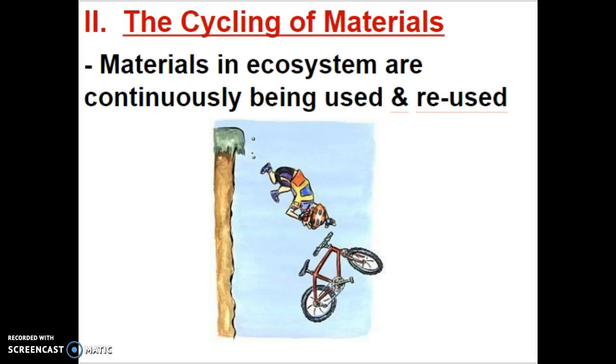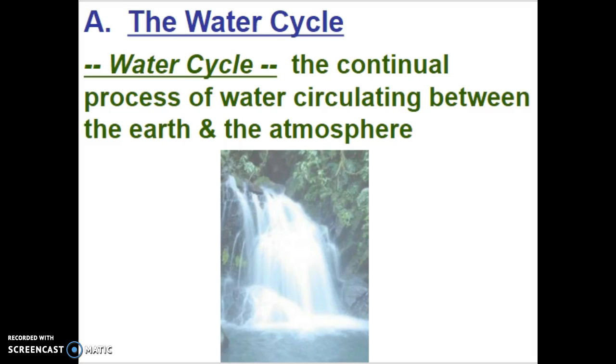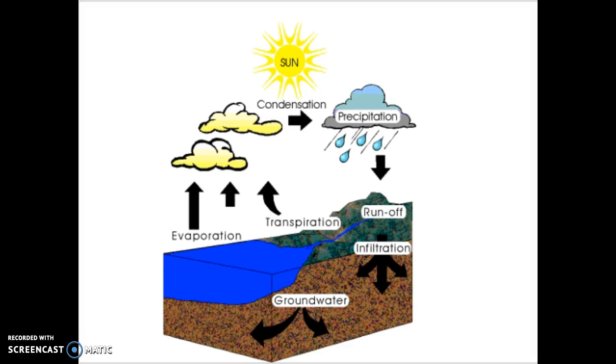Taking a look at how different important elements cycle through the ecosystem. Mother Nature and the earth itself is a great recycler. So materials are continuously being used and reused. Water, of course, is very important on our planet as well as important to living things. So the water cycle is how water goes from the earth to the atmosphere and back again. And as usual, we have the sun driving the water cycle as well.